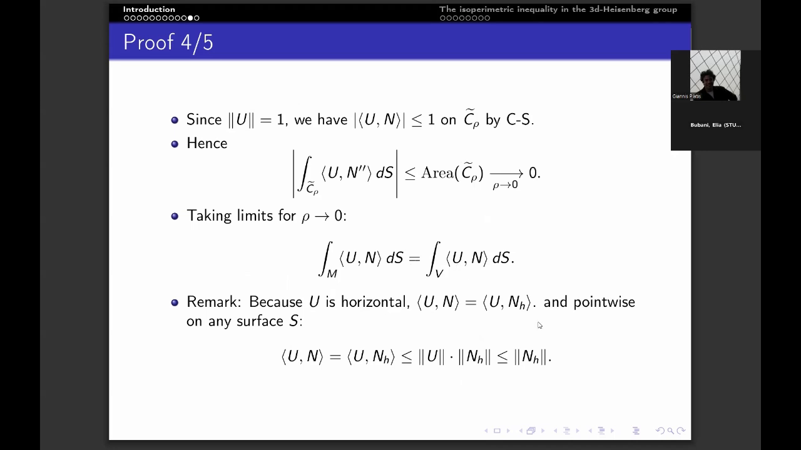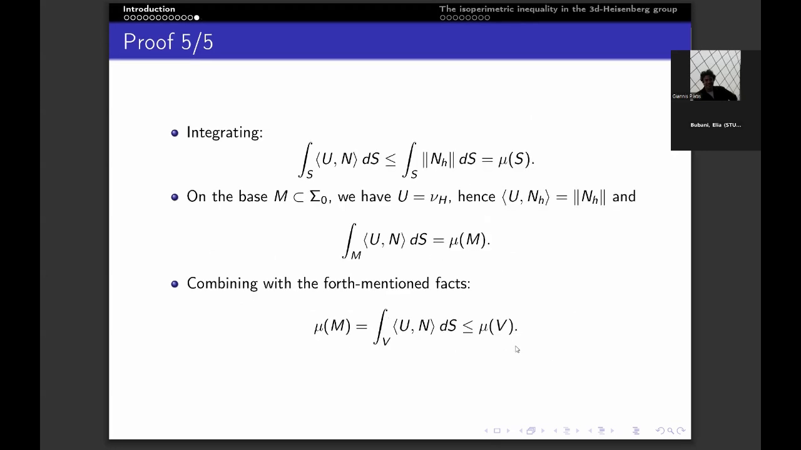And we remark that because U is a horizontal vector field, practically the product of U with n is the product of U with the horizontal component of n. We can use the Cauchy-Schwarz inequality, and we have this inequality here. And then we integrate both sides with respect to ds, and we have that this inequality here holds.